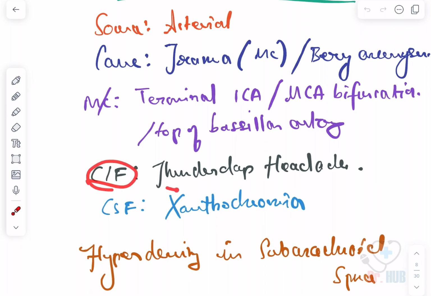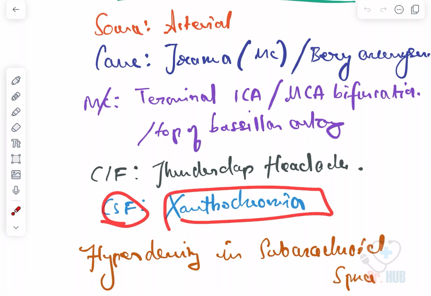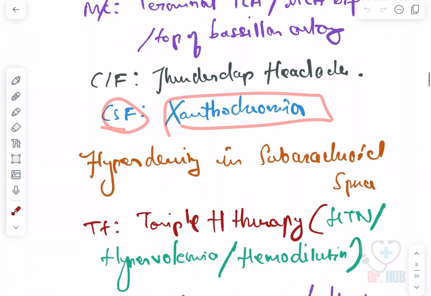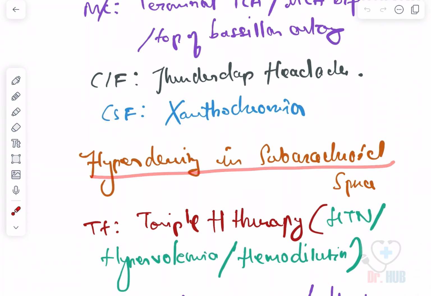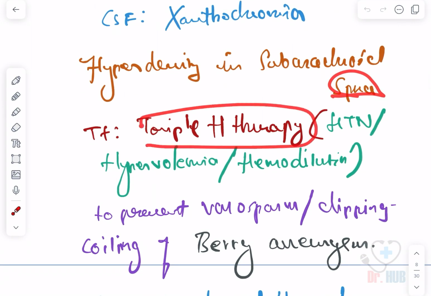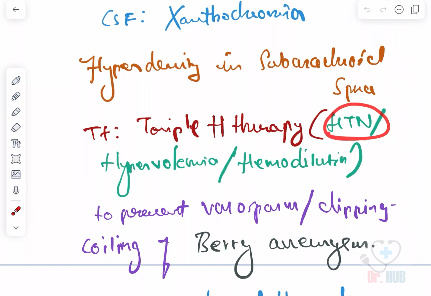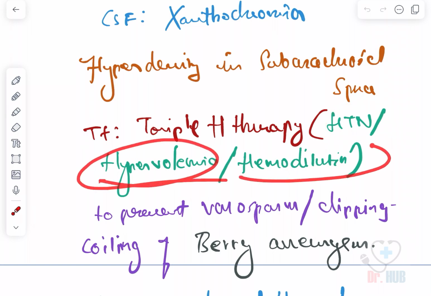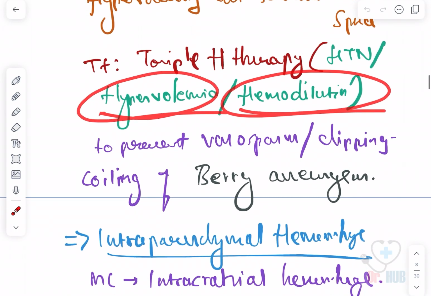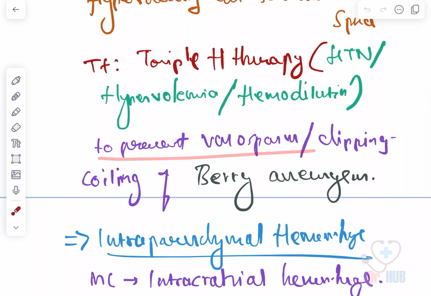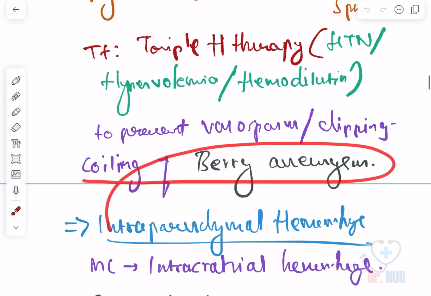The clinical features, there is a characteristic thunderclap headache, and CSF shows the xanthochromia. There is presence of the hyperdensity in the subarachnoid space, and treatment is by the triple H therapy, that is treating the hypertension, hypovolemia, and the hemodilution. Next is to prevent the vasospasm and the coiling of the perianeurysm.